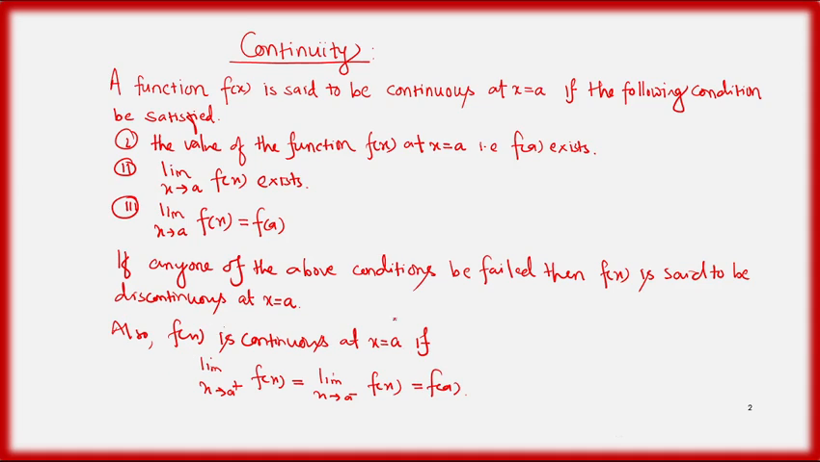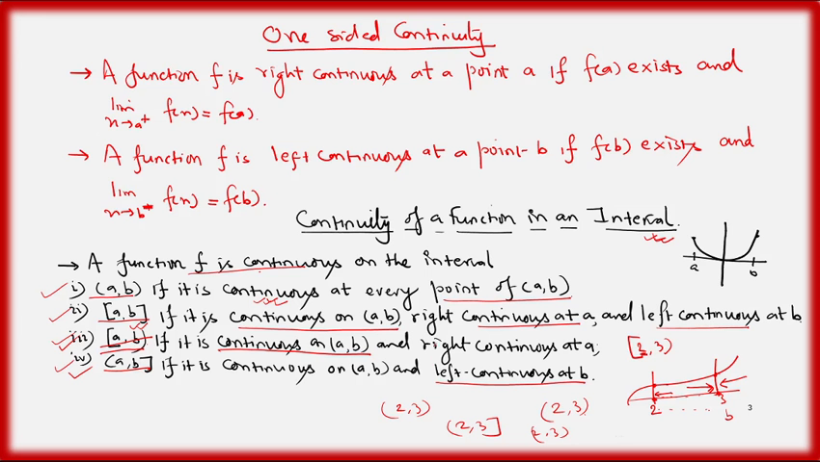Also, f of x is continuous at x equal to a if left hand limit, right hand limit equal the functional value. And about one-sided continuity, a function f is right continuous at a point a if f of a exists and right hand limit equal to f of a. A function f is left continuous at a point b if f of b exists and left hand limit equal to the functional value.